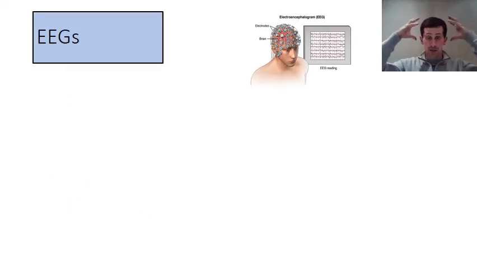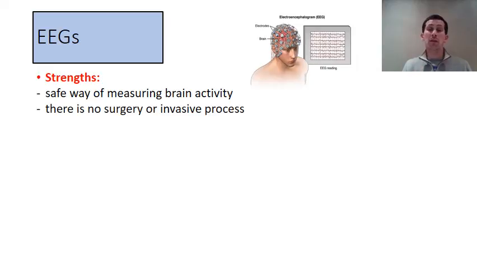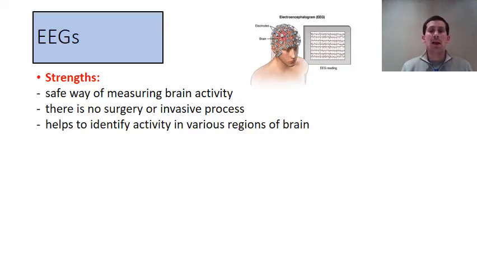So EEGs, remember that skull cap with all the different electrodes all around your head. The strength of this is that it's a very safe and non-invasive way of measuring brain activity. There's no surgery involved, you're not going to go into the brain, but you're still able to put all the electrodes on different parts of the brain to measure activity in those different lobes. And it's great as a way of measuring activity in those different lobes.